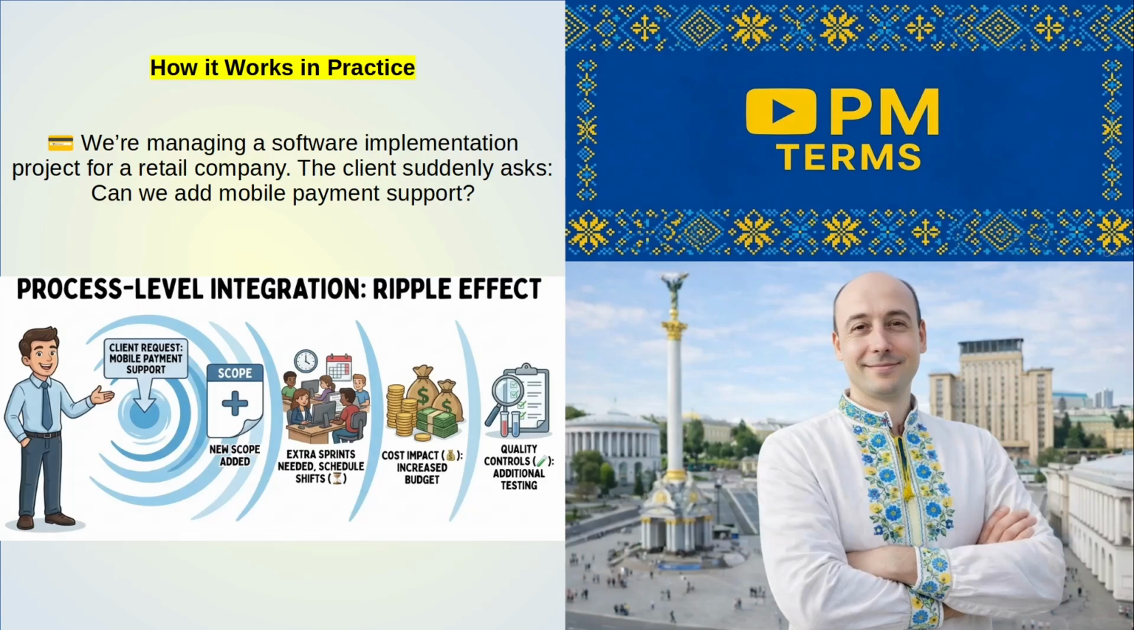Expanded functionality requires additional testing and tighter quality controls. One scope change cascades into schedule, cost, quality, and stakeholder expectations. That's process level integration in real life.